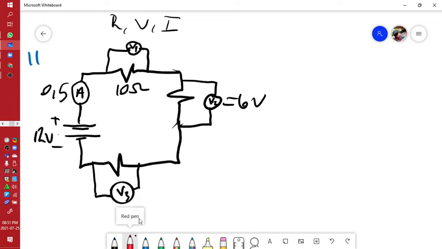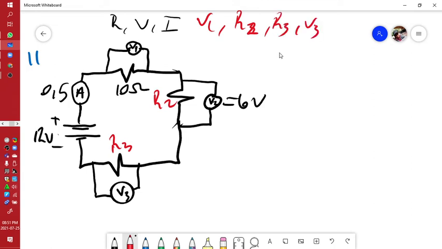So our unknown is V1. Another unknown is resistor R2. R3 is also unknown. Even V3 is unknown. So it's R2, R3, V1 and V3. So we need 4 values. How do we get that?